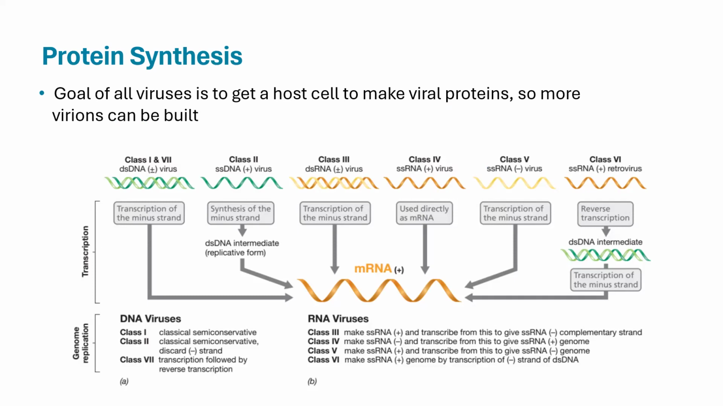And keep in mind that the goal of all viruses is to get the host to make proteins so you can make more virions. And so here's kind of an example of how we get to mRNA, right? You can have double-stranded DNA, which is going to follow just like normal DNA, and so you get your mRNA. Once you have mRNA, you can make your proteins. However, when you get into some of these other examples, there can be some different intermediates and things that affect the way that transcription occurs.